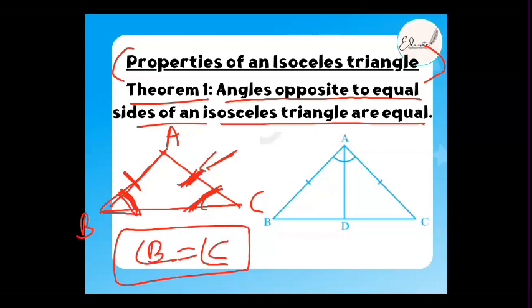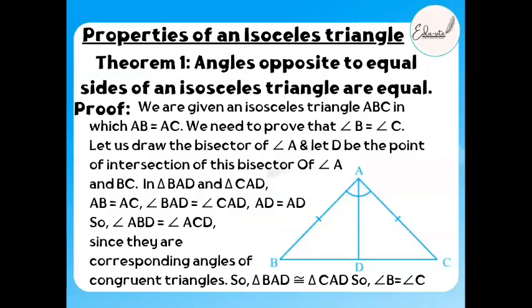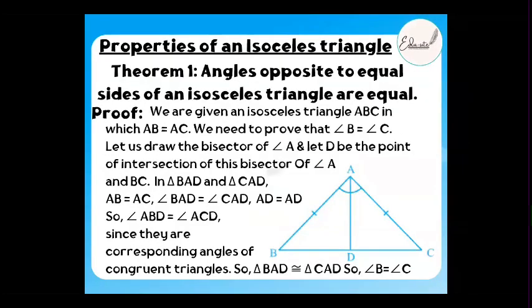This theorem states that angles opposite to the equal sides are always equal. The angles opposite to the equal sides of an isosceles triangle are always equal. This is a theorem that you have to prove. Let's quickly see how we will prove this. Angles opposite to equal sides of an isosceles triangle are equal.